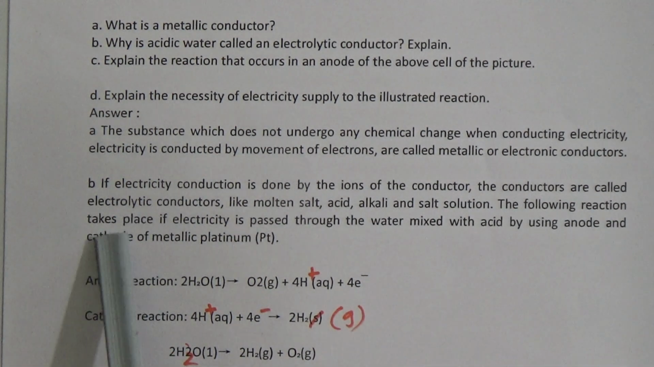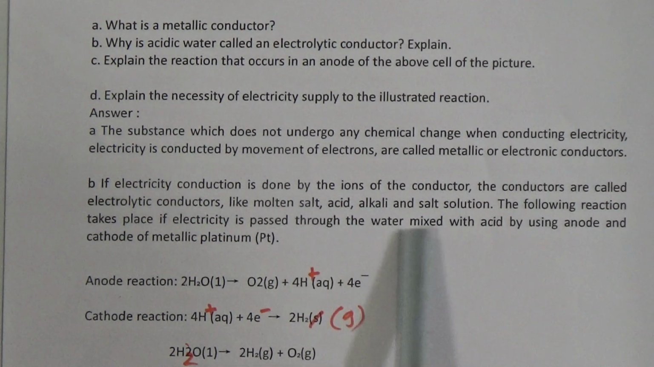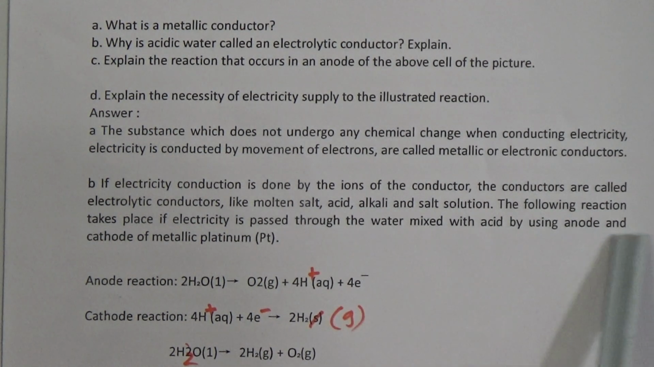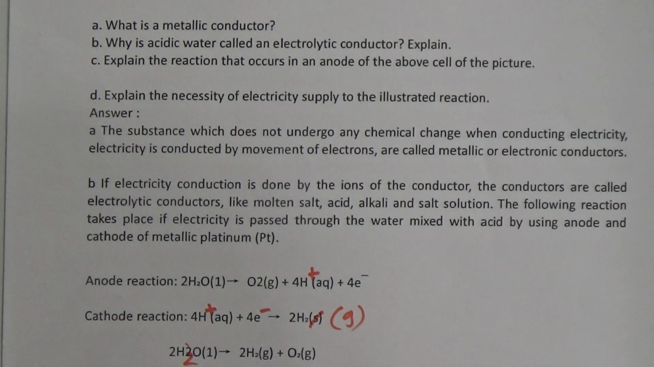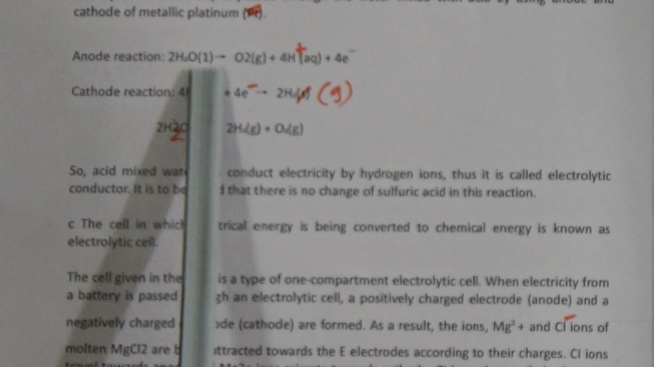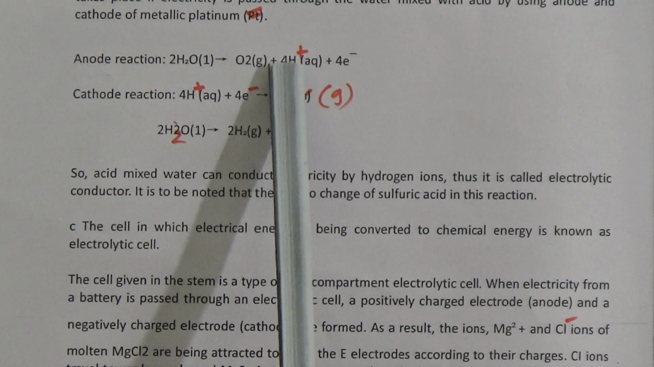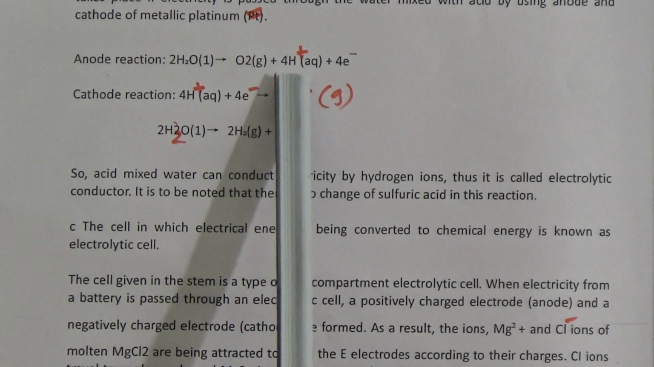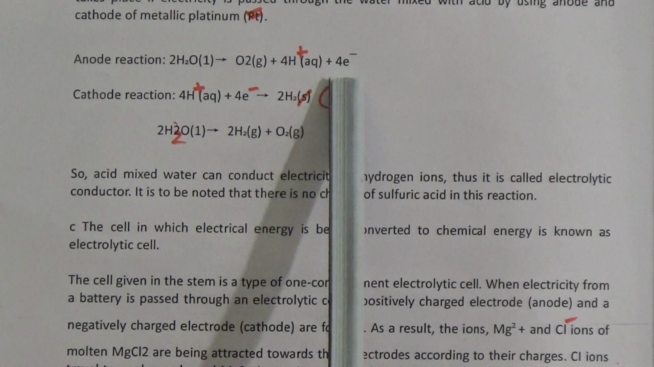The following reaction takes place if electricity is passed through water mixed with acid by using an anode and cathode of metallic platinum. Dear students, come to the anode reaction. Here water breaks down, the water molecules becoming oxygen gas, that is O2, and also 4 hydrogen protons and 4 electrons.